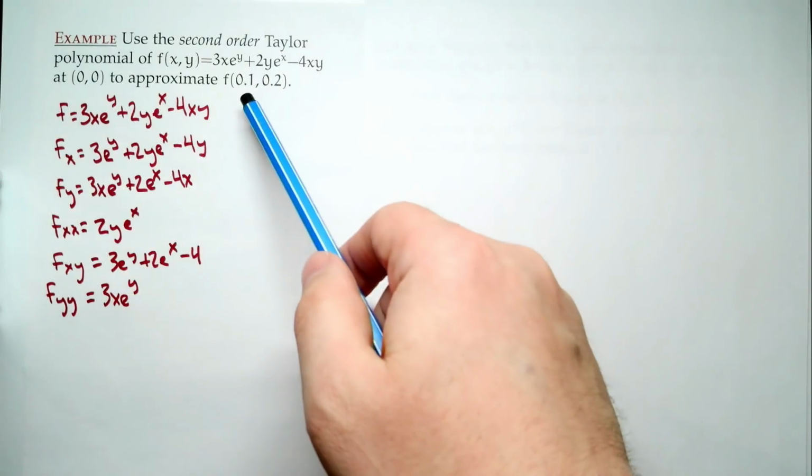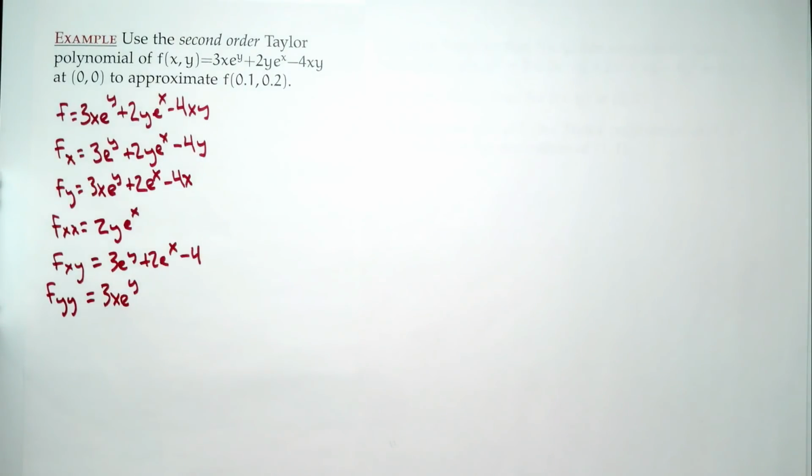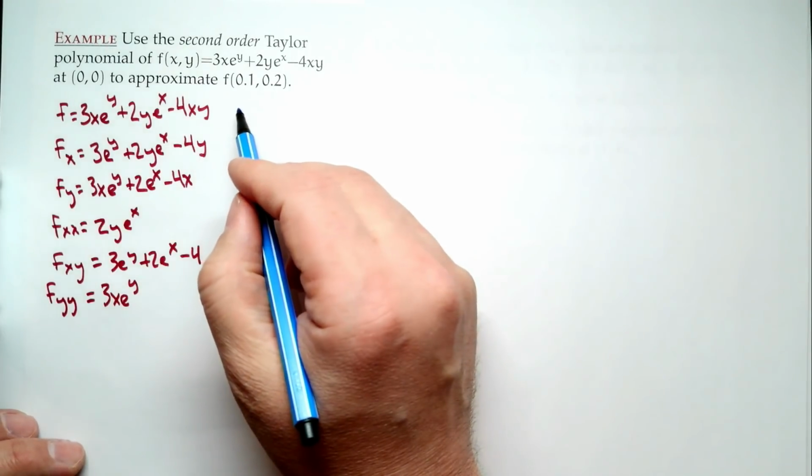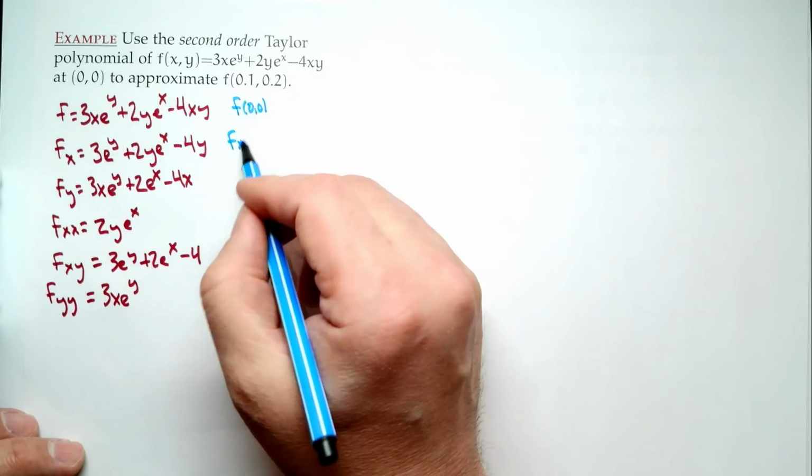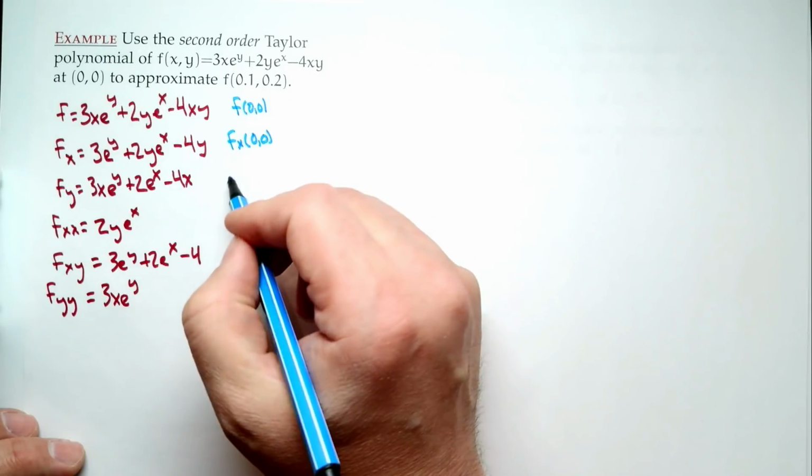Because 0, 0 is close to 0.1, 0.2. So if they hadn't told us 0, 0, we'd probably say, I want to try 0, 0 because it's close to the point that I'm interested in, and I want to have something I can actually evaluate. All right, so hopefully we're going to get lots of nice numbers. So what happens when I start? What is f of 0, 0?